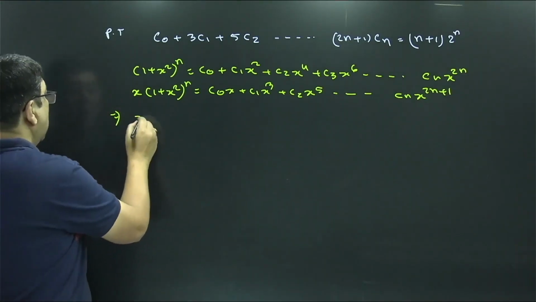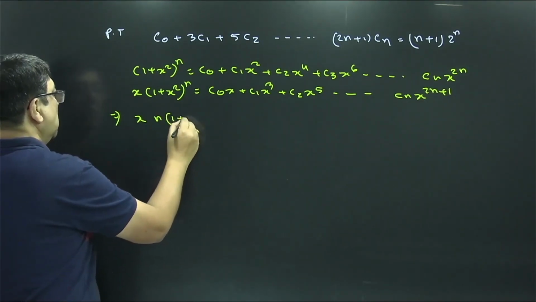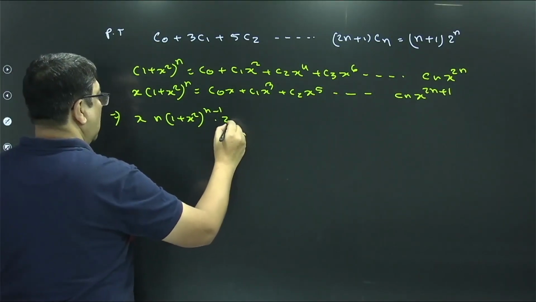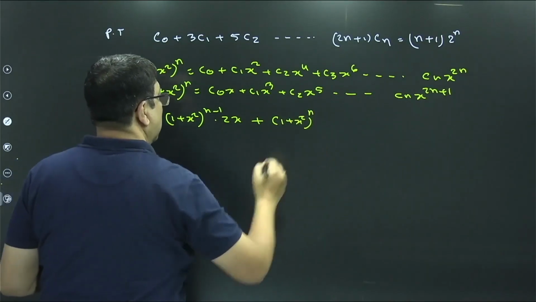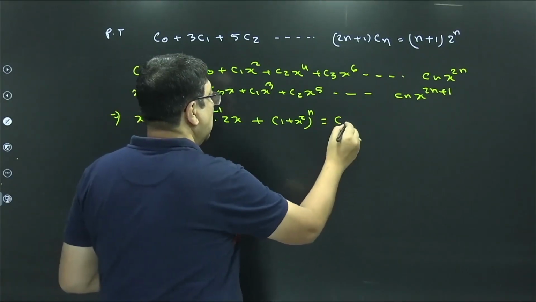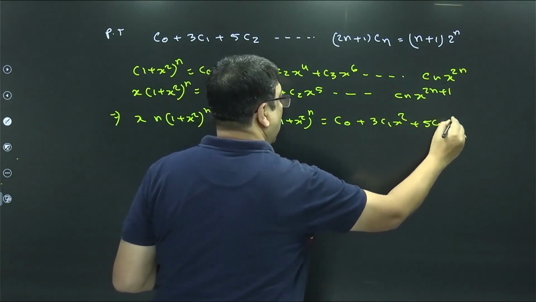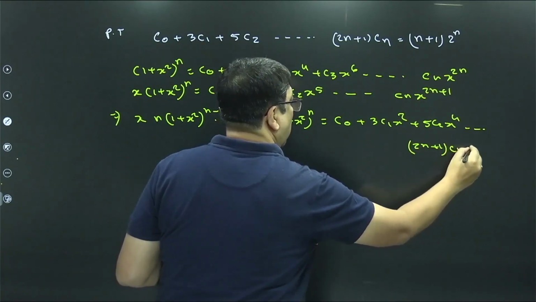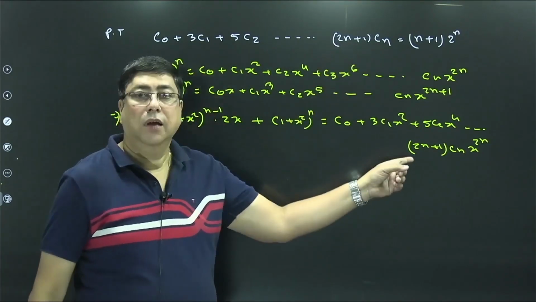We get x constant, derivative of (1 plus x square) to the power n, that is n into (1 plus x square) whole to the power n minus 1 into the derivative of 1 plus x square, which is 2x, plus (1 plus x square) whole to the power n, and the derivative of x is 1. Now the derivative of c0x is c0, then 3c1x square, 5c2x to the power 4, up to 2n plus 1 cn x to the power 2n. So the purpose is served.